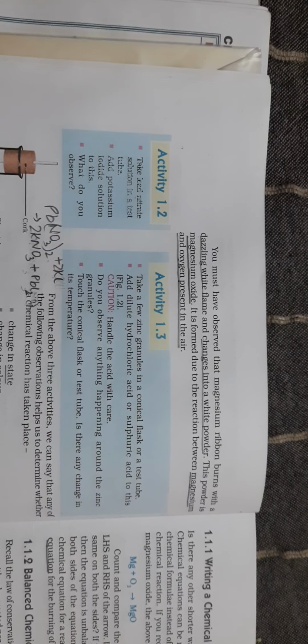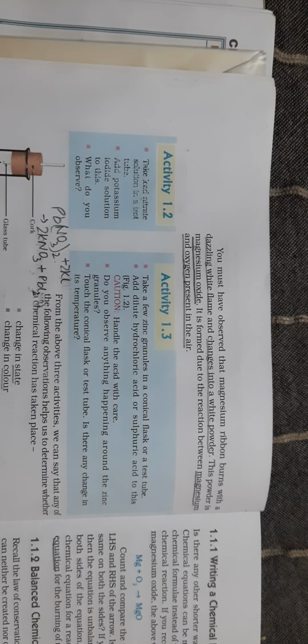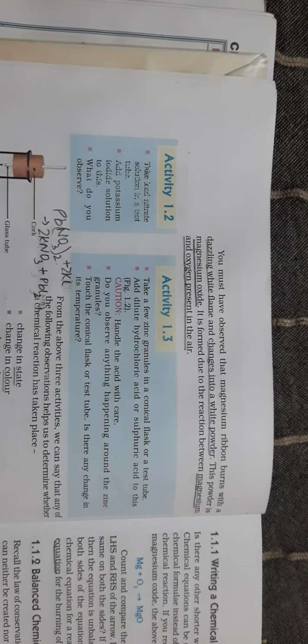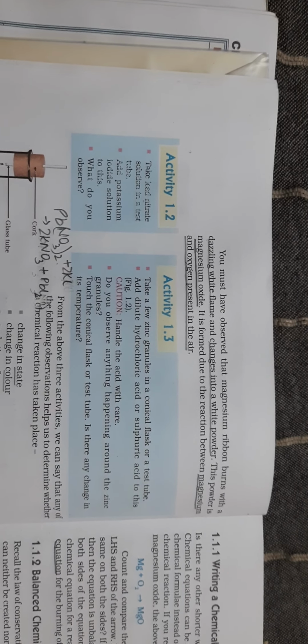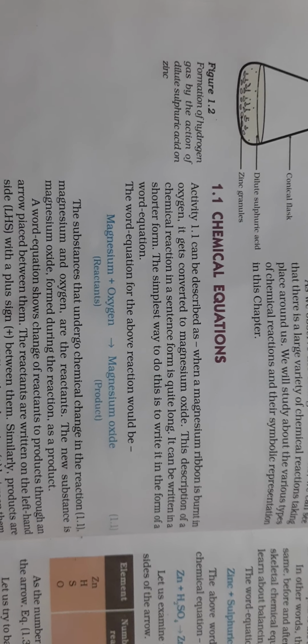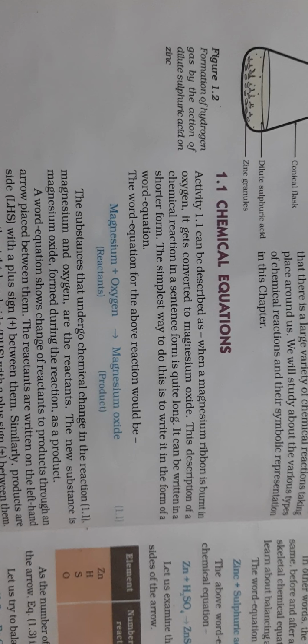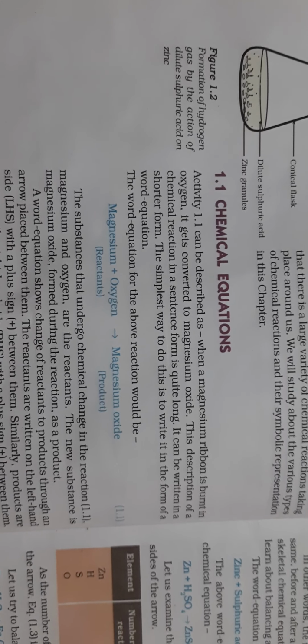Today let us see activity 1.2 and 1.3. However, before that let us represent activity 1.1 in the form of a word equation. So when we talk it is lengthy, right? So to write it small, we can just write it in words and we call it a word equation. I would request you to take a pen and paper and write it along with me.